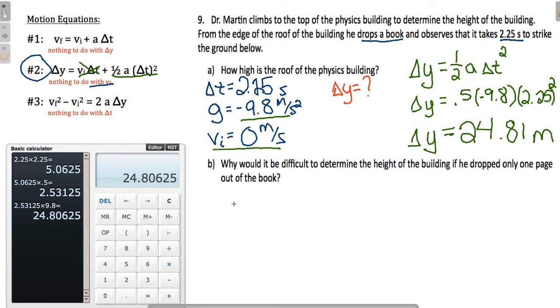Very good. Now part B, there's no calculation to do. It's just a concept problem that you have to answer for me. It says, why would it be difficult to determine the height of the building if he dropped only one page out of the book, rather than the whole book itself? So in that space, you have to tell me what would be different about the scenario, and why would that be harder to find out the height of the building.